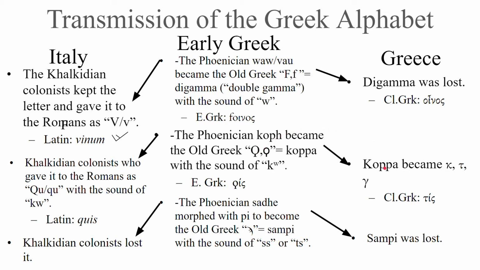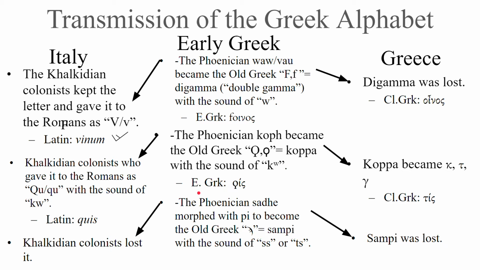Well, the Greeks on the Greek mainland, classical Greek, are not down with the koppa. Though the koppa shows up in early Greek, it becomes either a kappa, a tau, or a gamma. So where the early Greek word was quis, meaning who, and of course Latin quis is very similar, in classical Greek we have tis instead. So once again, at first glance, tis and quis may not seem related, but they're actually very close.